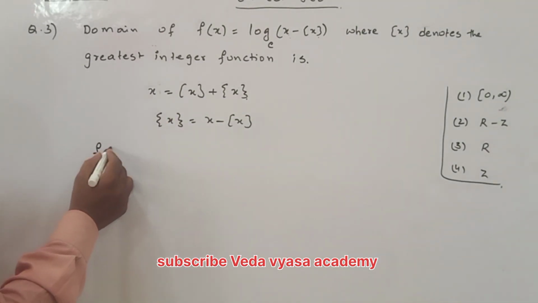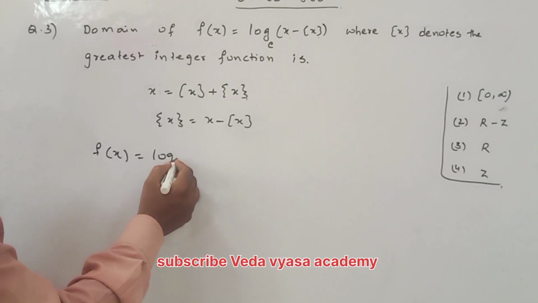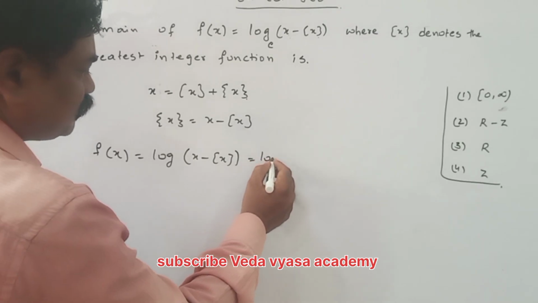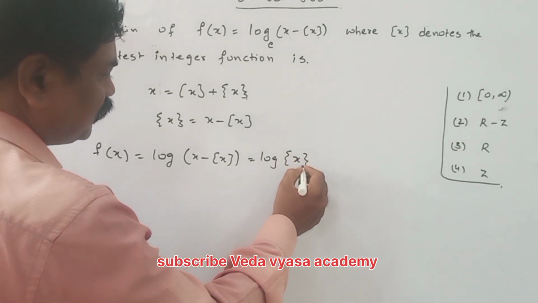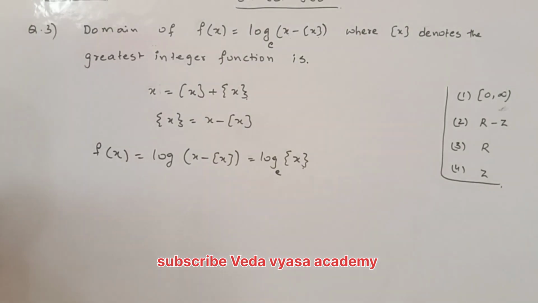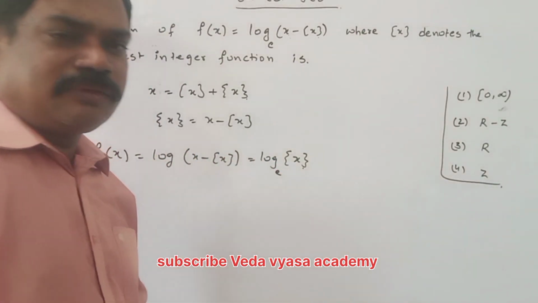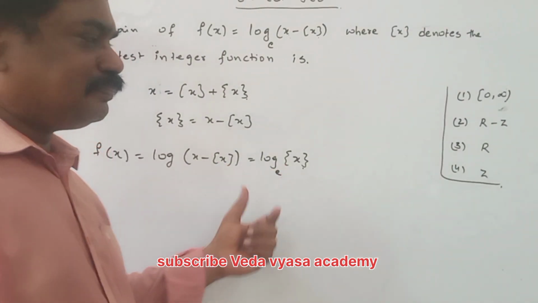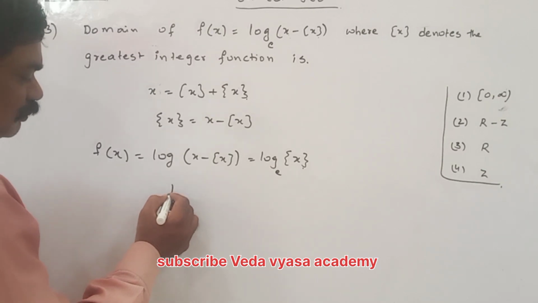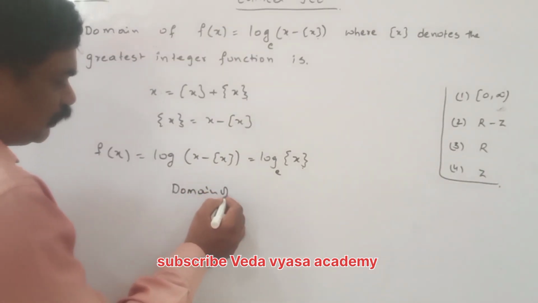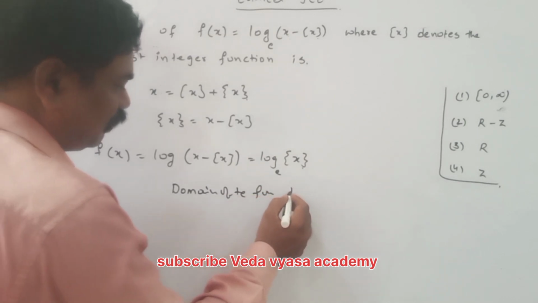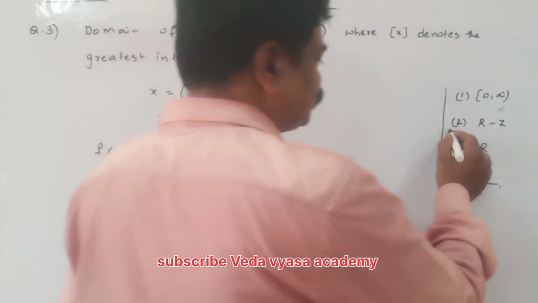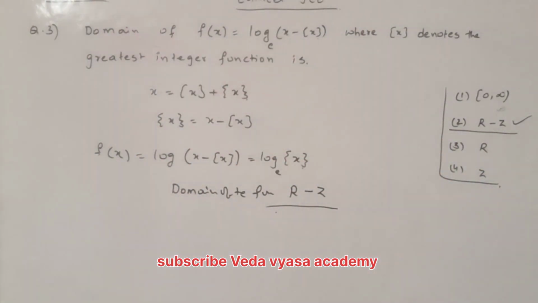But here we are given f of x is equal to log of x minus step x, which is log of the fractional part of x. The fractional part of x is not zero, so x is not an integer. So the domain of the function is all real numbers that are not integers. So option 2 is the answer.